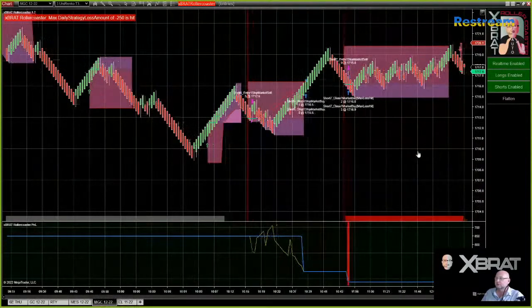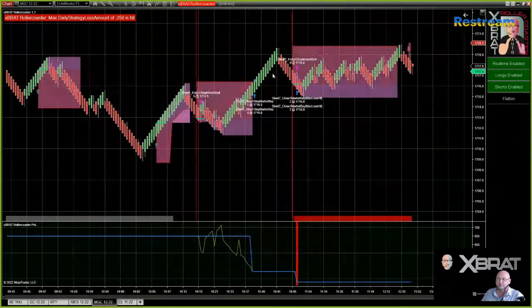So this is what it looks like. I'm trading 5 contracts on MGC. On this particular account, I've got a few accounts running. So when you get that max loss, that's what it looks like. You get this red line, it doesn't trade. But in the last 24 hours, I'm still up $380 on this account using the roller coaster totally automated. Okay, so I'm still up. I'm still happy.